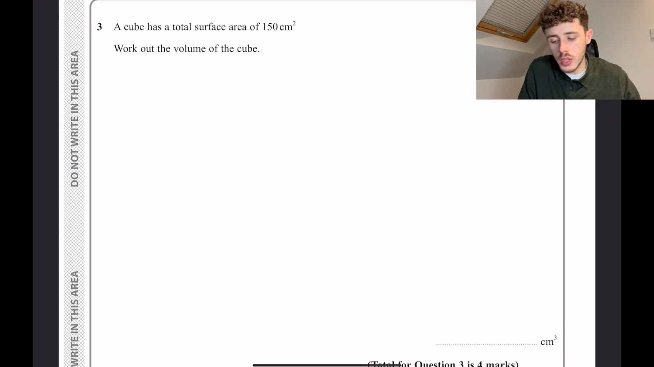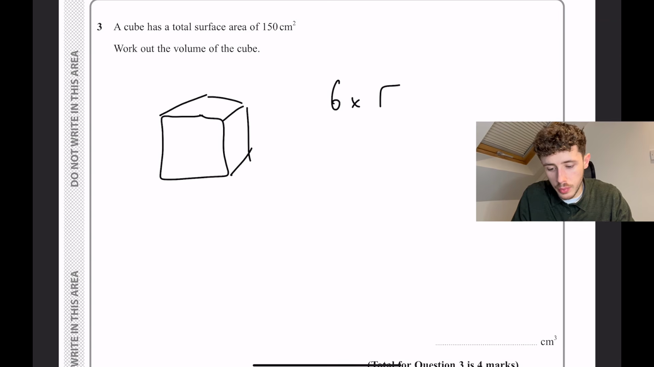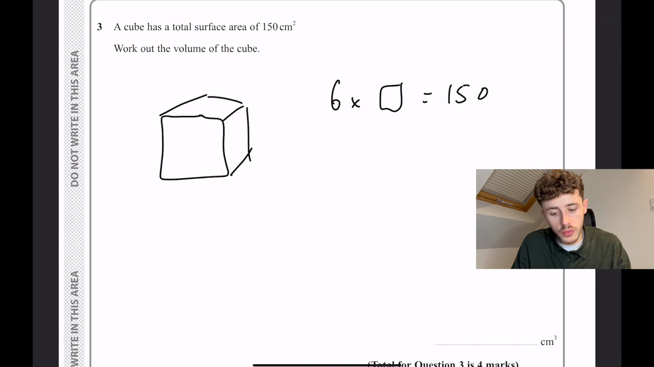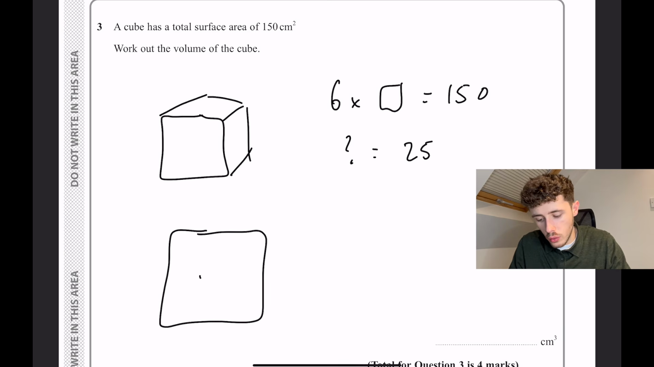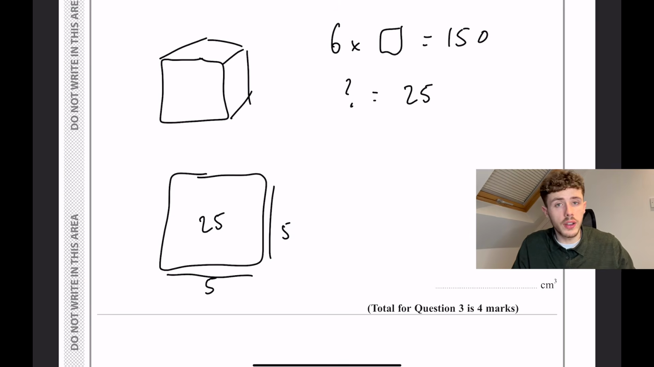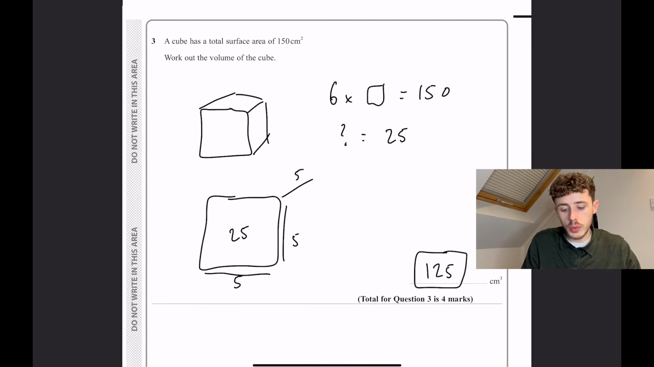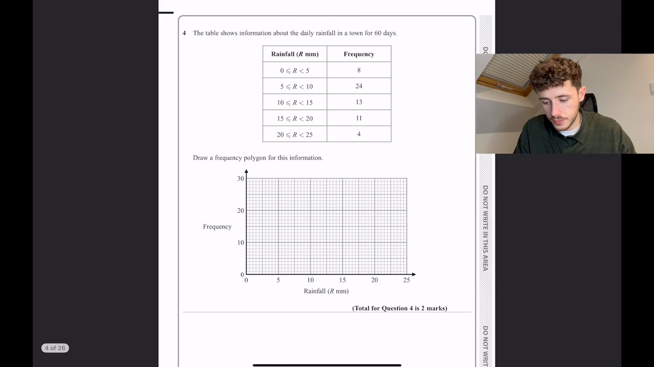A cube has a total surface area of 150 centimeters squared. Work out the volume of the cube. Now a cube has 6 faces, and each of those faces are going to be the same. So it's 6 multiplied by something is equal to 150. Now that something is going to have to equal 25. So if the face of a cube is equal to 25 and it's a square, the 2 side lengths are going to have to be 5 and 5. And therefore the volume is also going to have a depth of 5. So multiplying those together is going to give you 125 centimeters cubed.